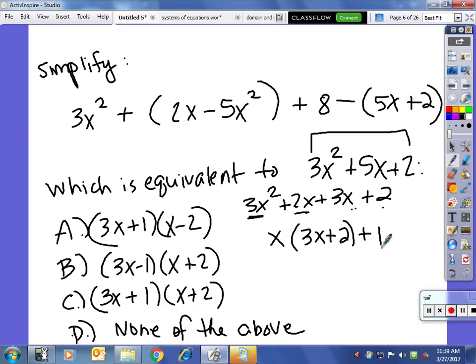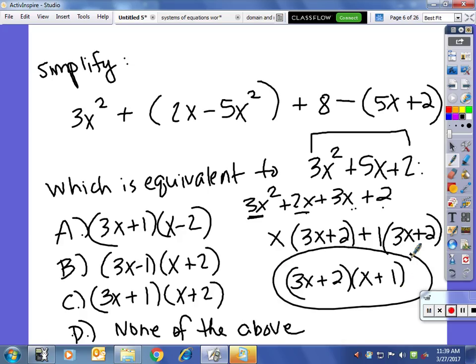A 1. If there is no common factor, just take out a 1. And what's left? 3x plus 2. Now I can take out 3x plus 2, and what am I left with? X plus 1. Was that one down there? So what's the answer? None of the above.